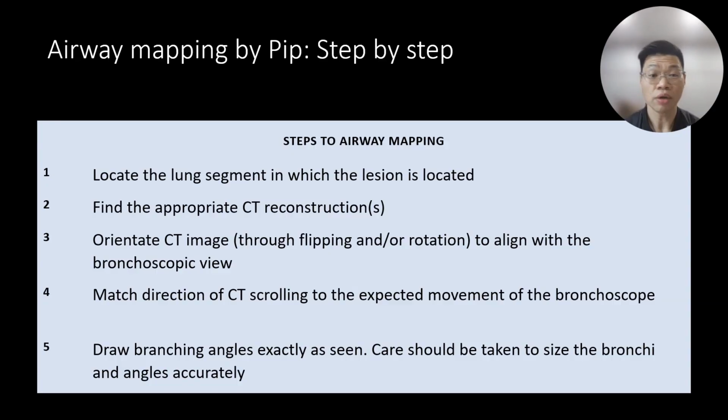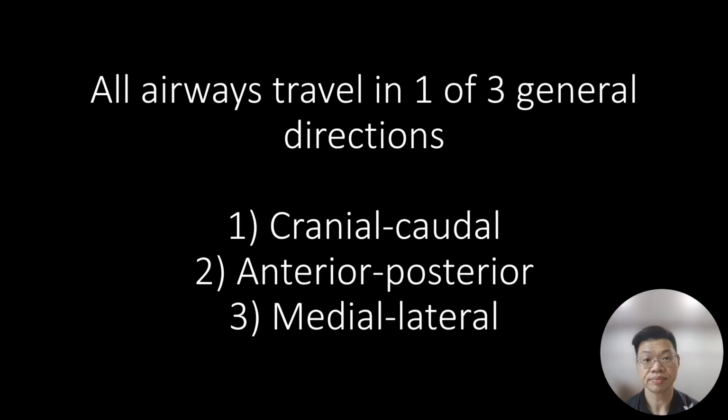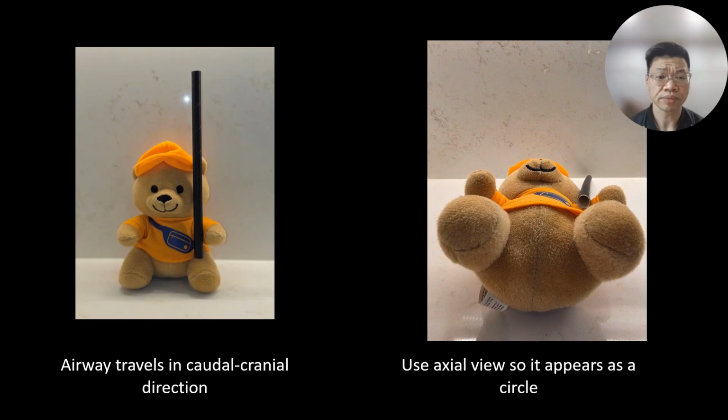We can then go on to the second step, which is to find the appropriate CT reconstruction. Recall from our first video, our first concept is that all airways travel in one of 3 general directions: the cranial caudal, anterior posterior, or medial lateral directions. If the airway travels in the cranial caudal direction, as illustrated by the straw, using the axial view will help us to see it as a circle.